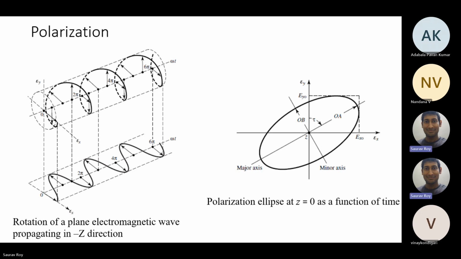So polarization is how the combined electric field vector changes over time at a particular point in space in the wave propagation. If we look at a particular point in wave propagation, how the total combined electric field changes over time is defined as polarization. It has to do with the electric field vector.